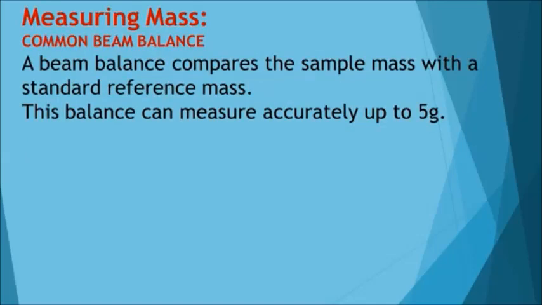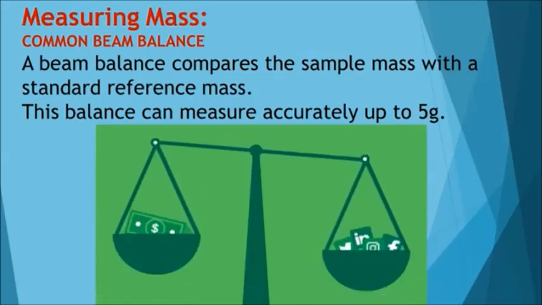Next, we are going to see some of the measuring mass. How to calculate the mass? We can see there are various types of instruments used to measure mass. First one we are going to see is the common beam balance. A beam balance compares the sample mass with the standard reference mass. These balances can measure accurately up to 5 gram.